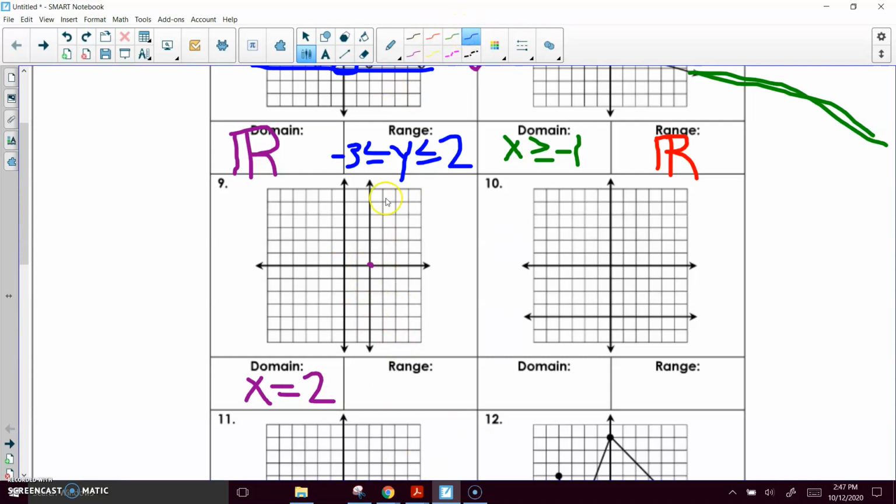My range is top to bottom, bottom to top. I can see the arrows going forever down and forever up. So that means my range is all real numbers. Now take a moment to do number 10 on your own.